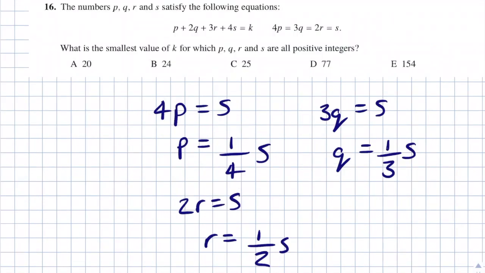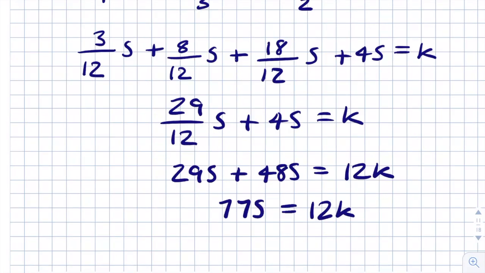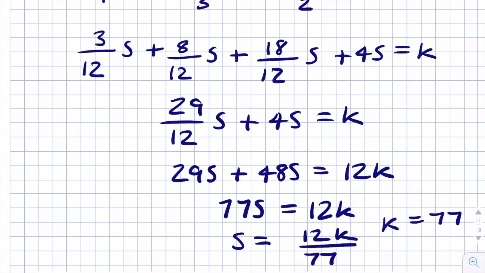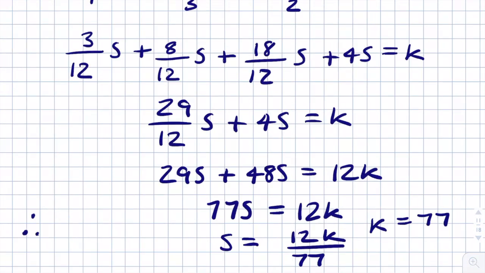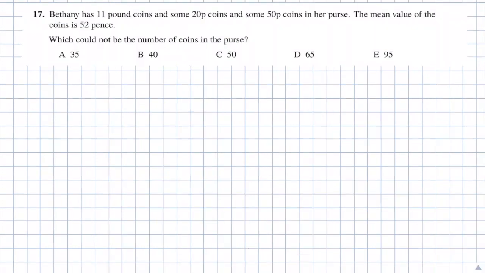And the question is asking us, what is the smallest value of K for which P, Q, R and S are all positive integers? Now if we say S is equal to 12K over 77, then in order for 12K over 77 to be a positive integer, K would have to be 77. Because if K was 77, then those 77s would cancel out and you would be left with 12. Anything smaller than 77 would not simplify to an integer. So therefore, answer equals D.